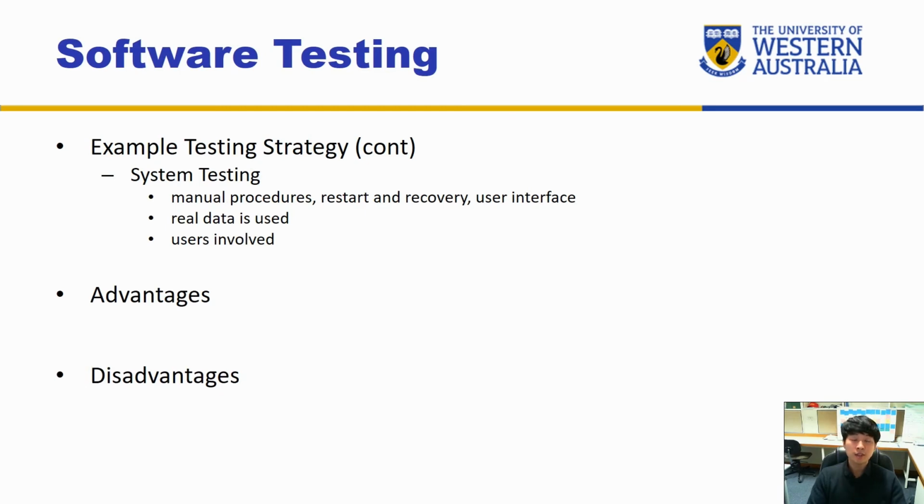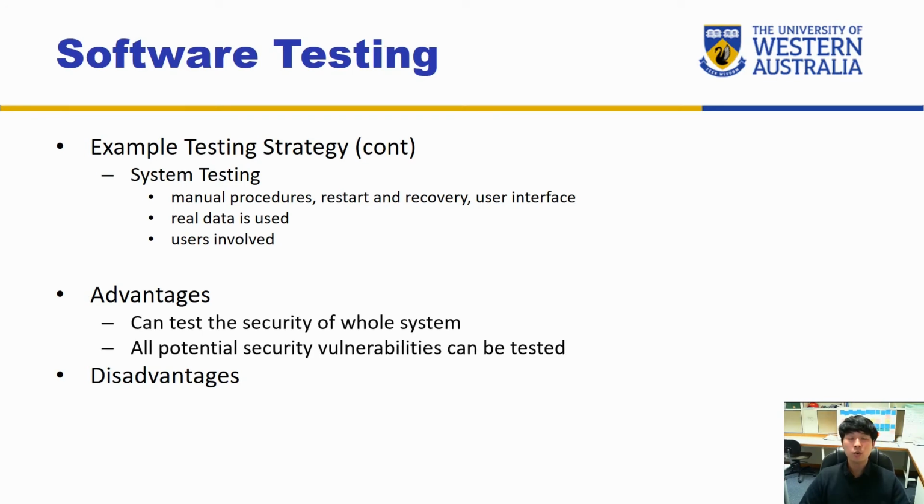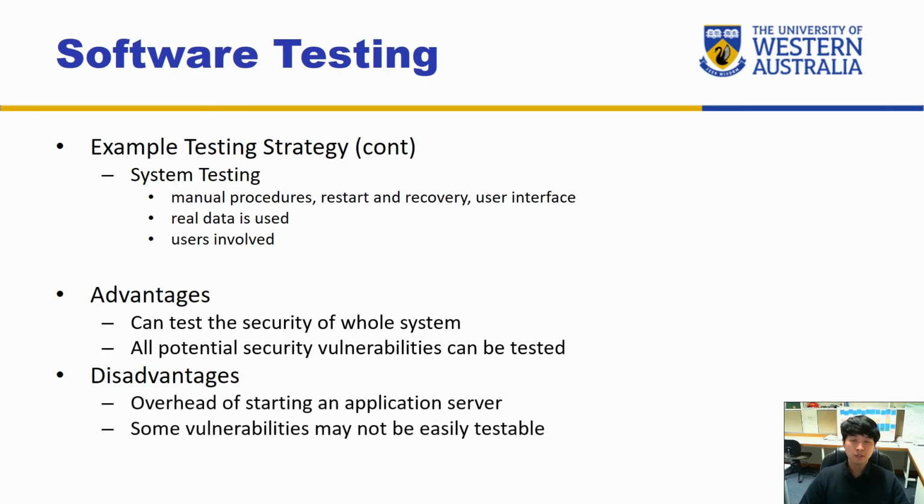So as part of this testing, you are using real data and real users in this particular test. Advantages include you can test the whole system now, so everything should be functional by this time, and hopefully any flaws that violate the security requirement can be captured and revised. But disadvantages include, again, the overhead of actually testing this, because now you're involving real data and real users, so it can be more time consuming to orchestrate this.